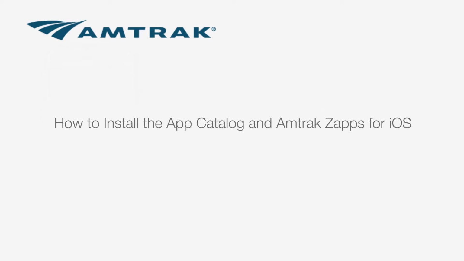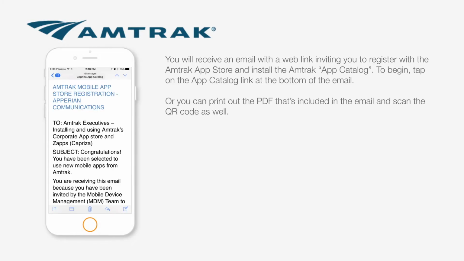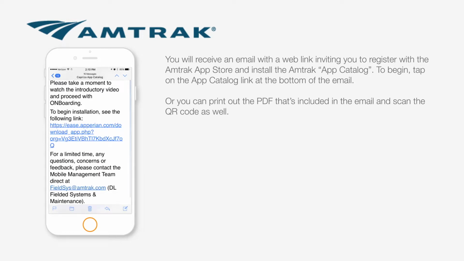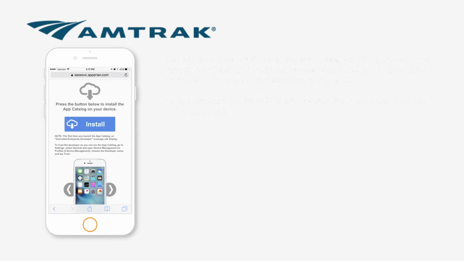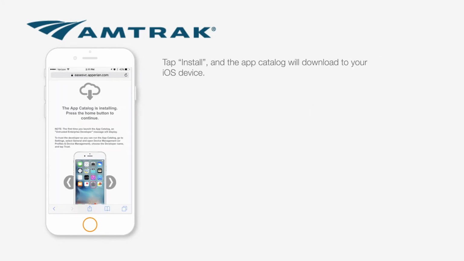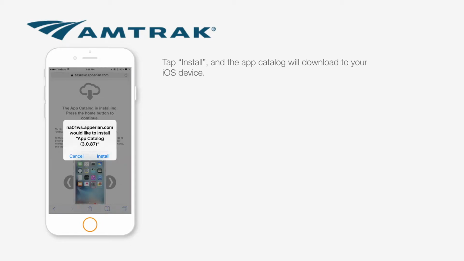How to install the App Catalog and Amtrak Zaps for iOS. You will receive an email with a web link inviting you to register with the Amtrak App Store and install the Amtrak App Catalog. To begin, tap on the App Catalog link at the bottom of the email. Or you can print out the PDF that's included in the email and scan the QR code as well.